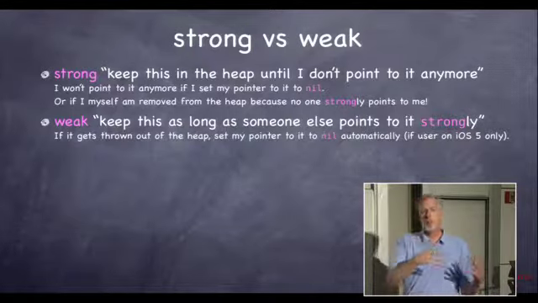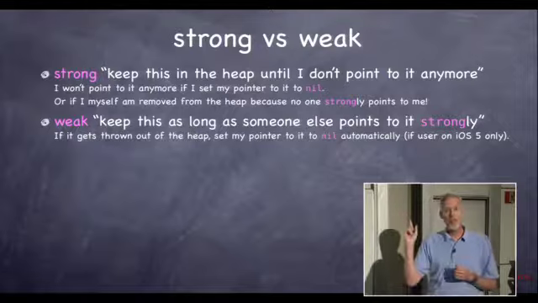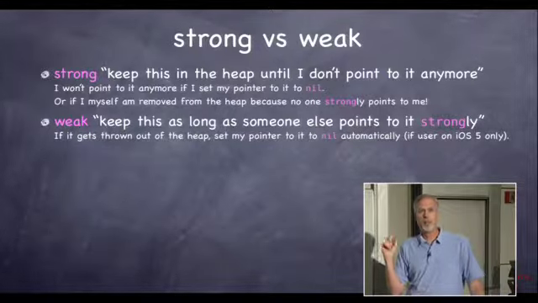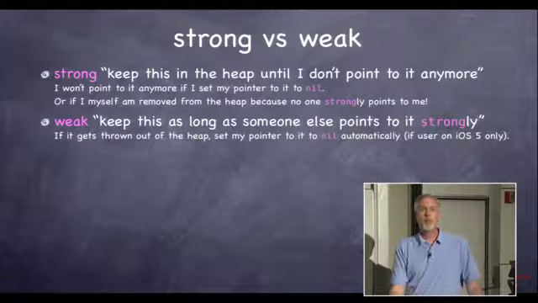So if you're building something in iOS 5 and targeting it to run on iOS 4 devices, you can't use weak. You can't rely on this nilling behavior. You'll have to use strong pointers and set them to nil yourself to make sure that things get thrown out of the heap. Okay?